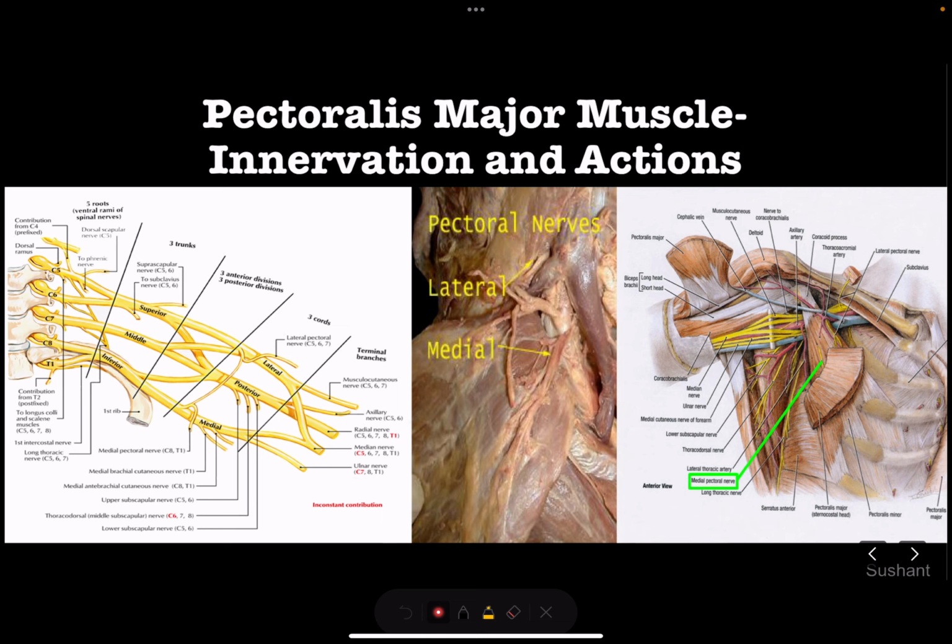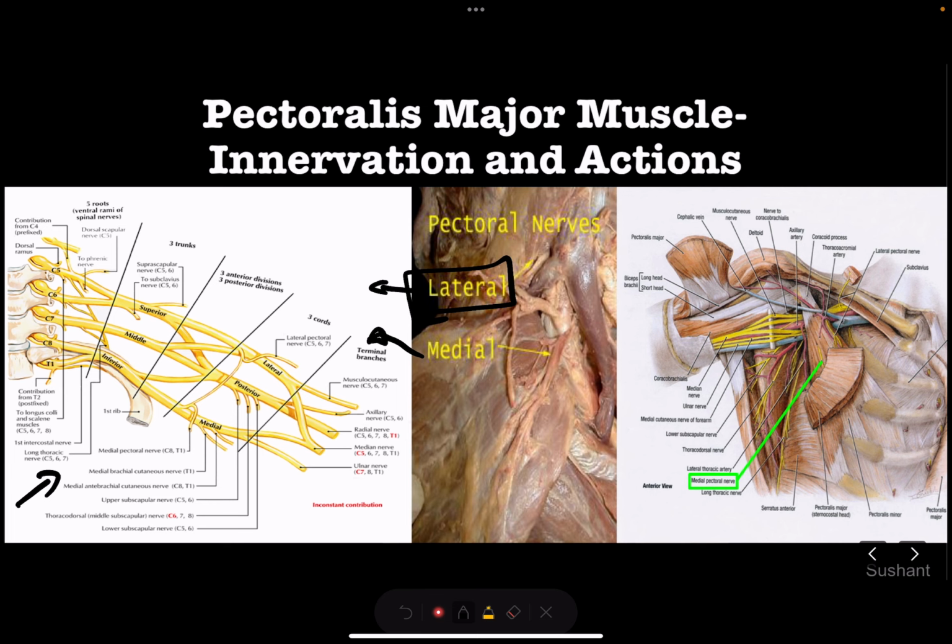In this video, you only have to remember that the pectoralis major and minor muscles are both supplied by the lateral pectoral nerve and the medial pectoral nerve. And remember that the lateral pectoral nerve comes from the lateral cord of the brachial plexus, and the medial pectoral nerve comes from the medial cord of the brachial plexus. Right. Now here is a picture of the brachial plexus.